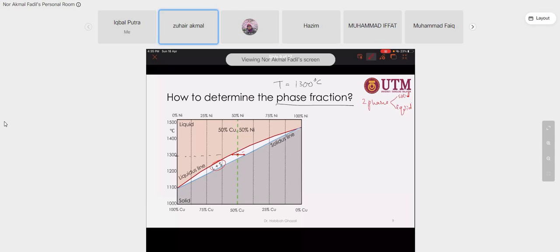Kat masjid ke? Dia ada mic terproblem. Oh, ya ke?